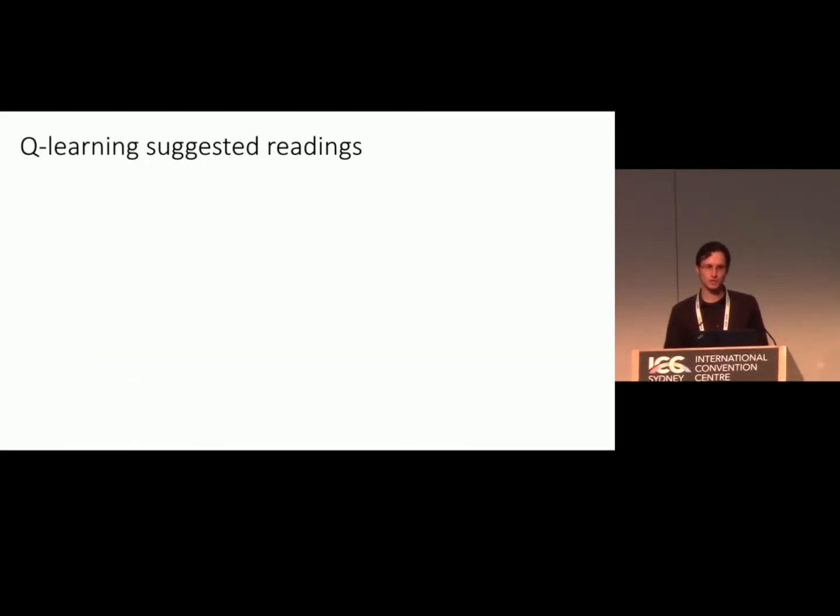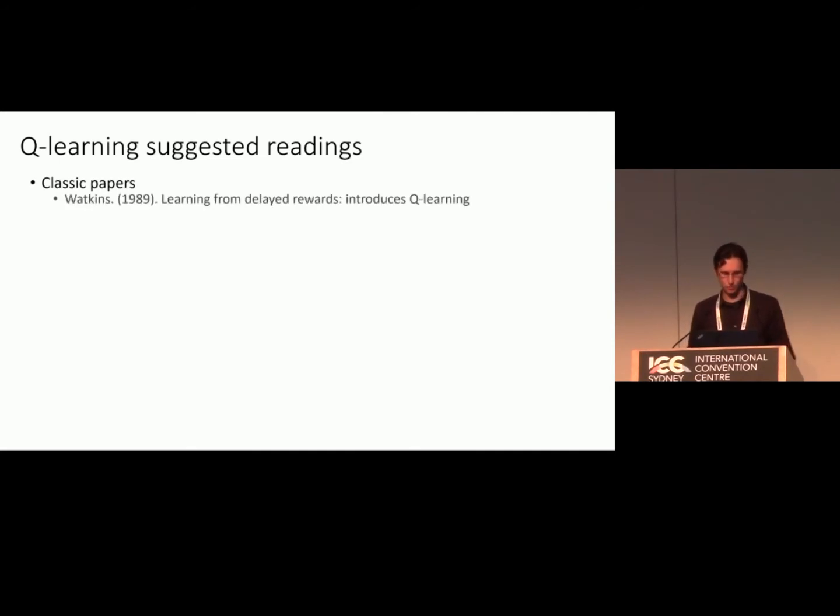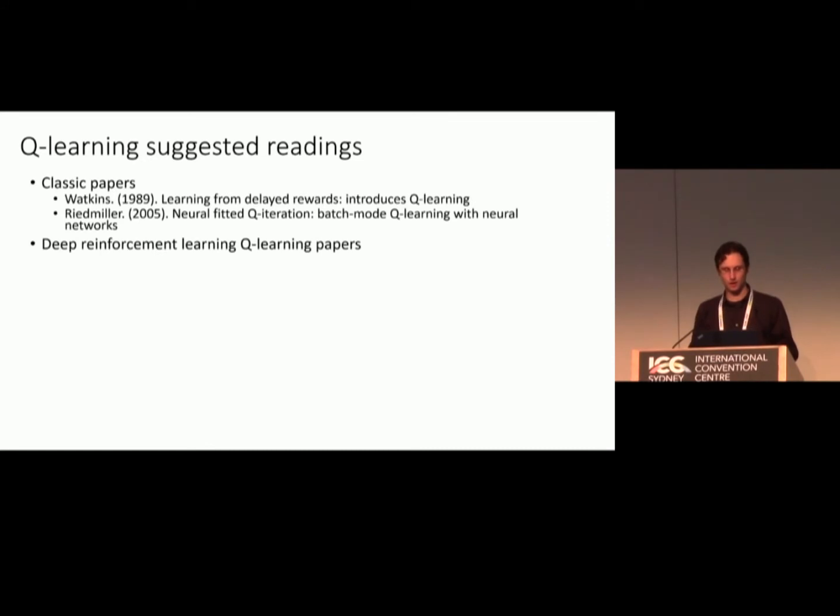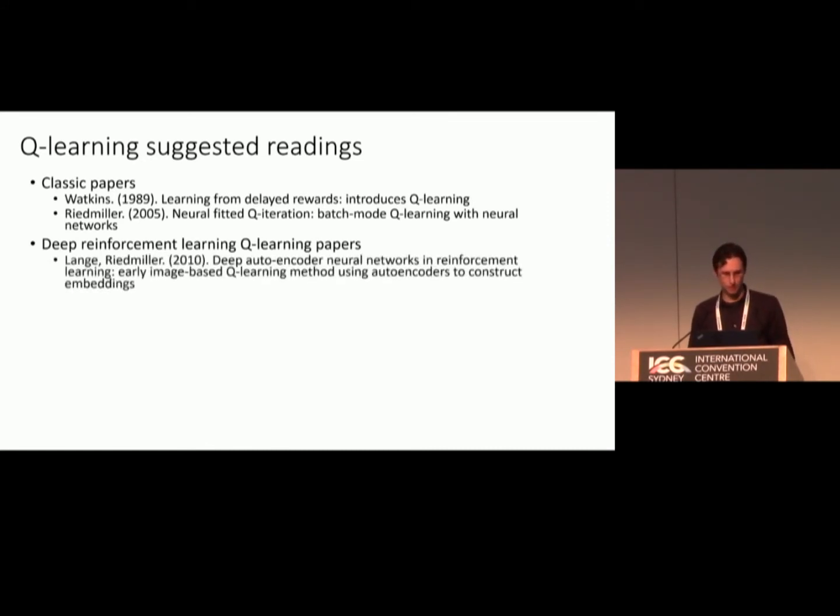All right, a few suggested readings for Q-learning. This is the classic paper by Watkins that actually introduces the algorithm. Another paper that might be interesting to check out is a work by Riedmiller that introduces a fitted Q iteration algorithm. This is using a neural network to fit the Q function in batch mode. And then some more recent deep reinforcement learning papers. This is a paper by Lange and Riedmiller where they use an autoencoder to embed image observations into a low-dimensional state and then do Q-learning in that embedded state.